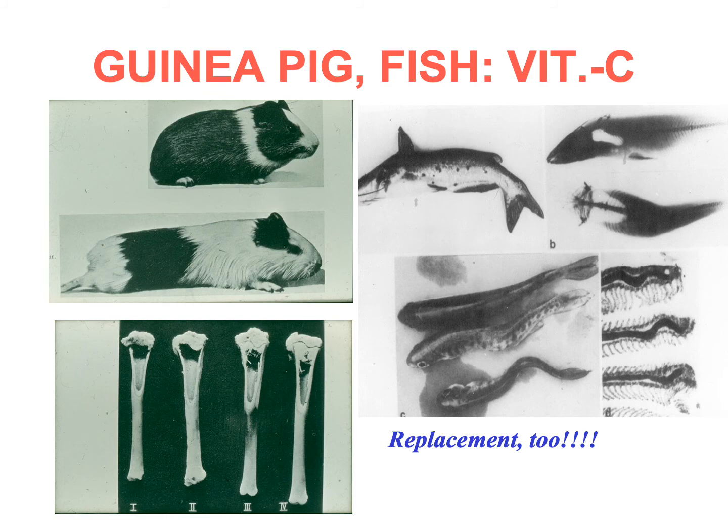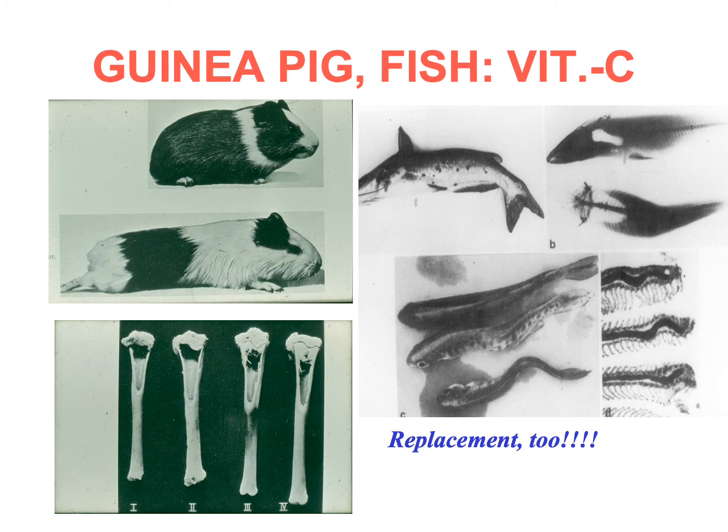And here you can see two groups of animals with a high vitamin C requirement. Both guinea pig and fish need vitamin C supplementation. They have no gulonolactone oxidase enzyme, therefore they cannot synthesize vitamin C from glucose, and they will receive deficiency syndrome.